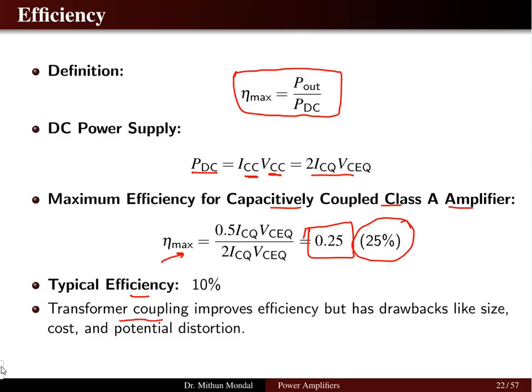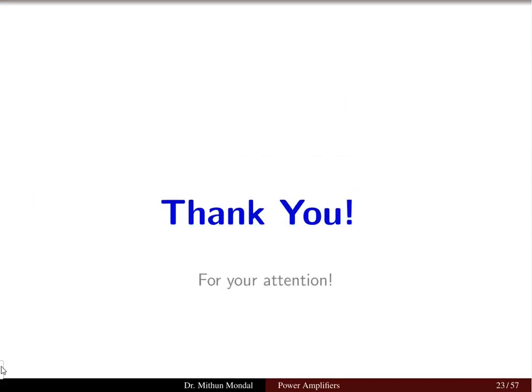Transformer coupling will improve the efficiency but has certain drawbacks like size, cost, and potential distortion. Hence, we have seen that the maximum efficiency of the class A amplifier is 25%, and if instead of a capacitively coupled amplifier you use transformer coupling, there are certain drawbacks in terms of size, cost, and potential distortion. So this was the second part of power amplifiers, where we discussed class A.